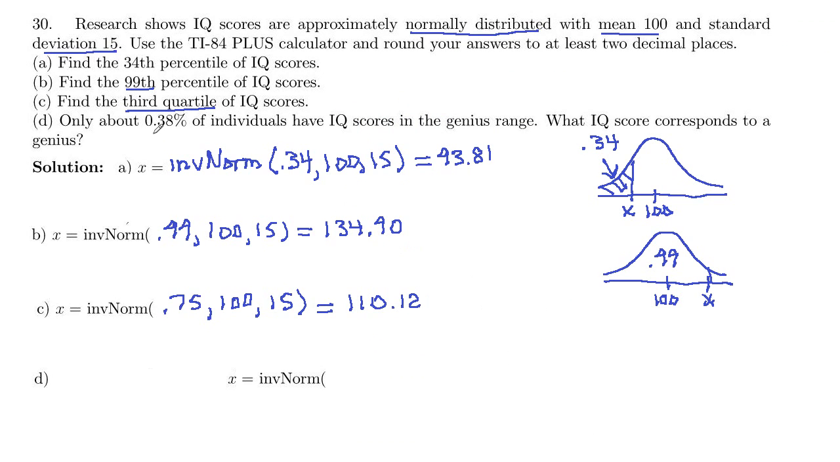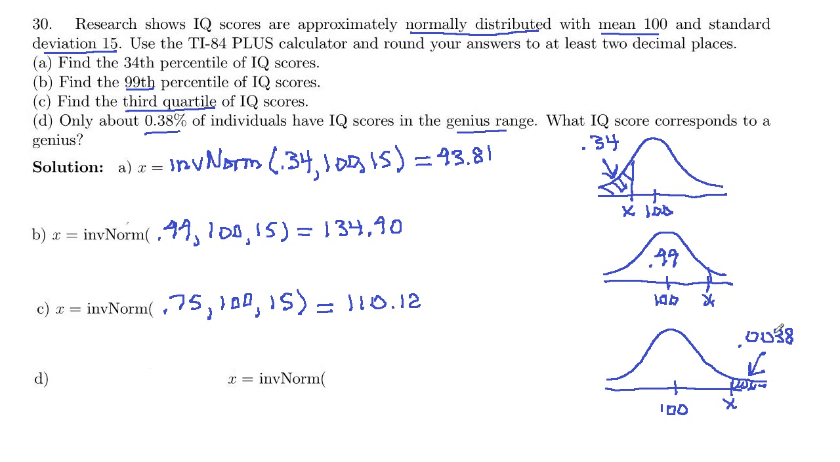And then lastly, only 0.38% of individuals have IQ scores in the genius range. What IQ score corresponds to a genius? So whatever this number is, anybody that's got that IQ score or above is a genius. So here's our bell-shaped curve. We've got 100. And then somewhere to the right of that is our genius score. So this is X. And everything above that is a genius. Well, that means that the area, this little tail here, is 0.38%, which as a decimal is 0.0038.